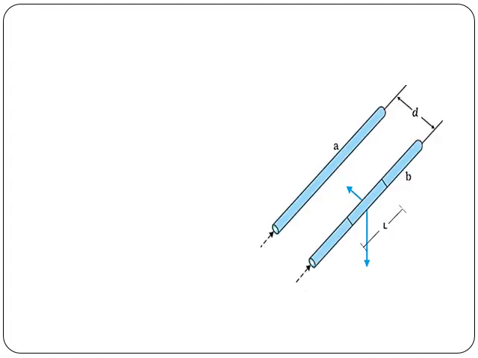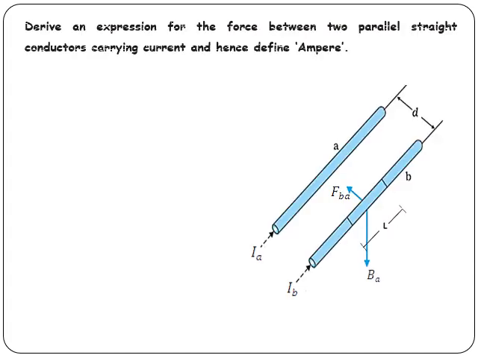The question in the exam is asked as follows. Derive an expression for the force between two parallel straight conductors carrying current and hence define ampere. This is a very important 5-marker question. If this question is not coming for the exam, then the numerical from this part will be a 5-marker question. So either the derivation will be there or there will be a numerical.